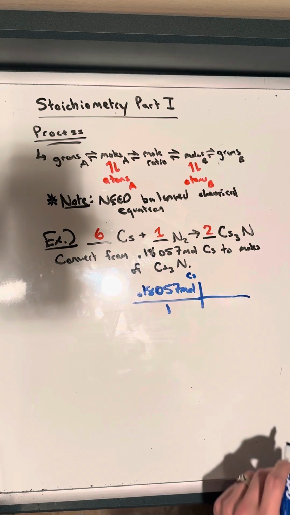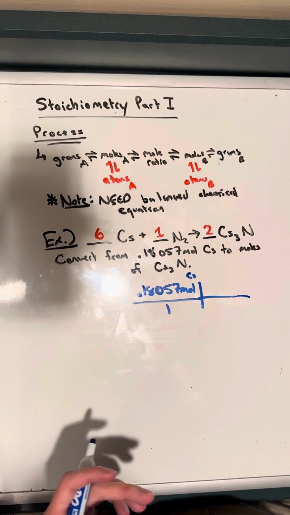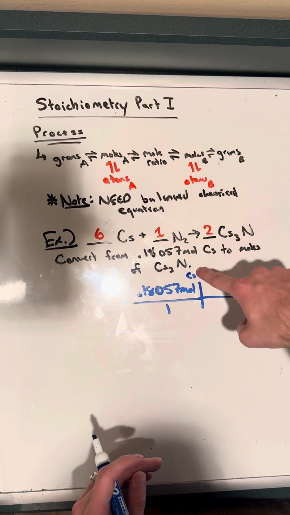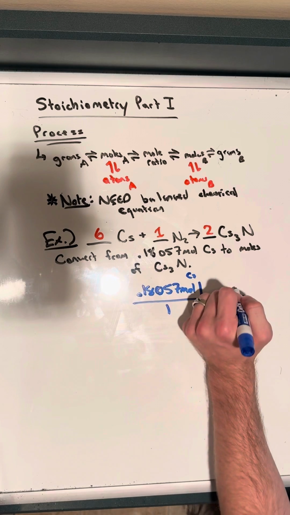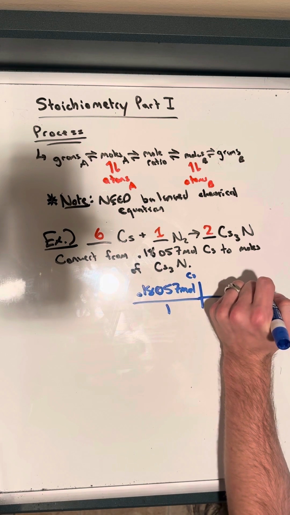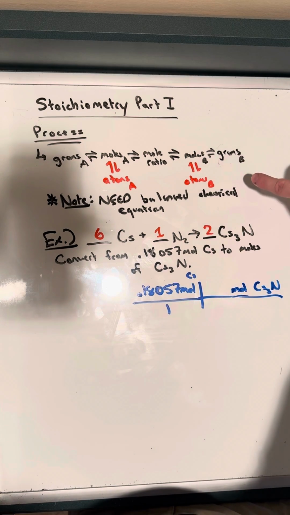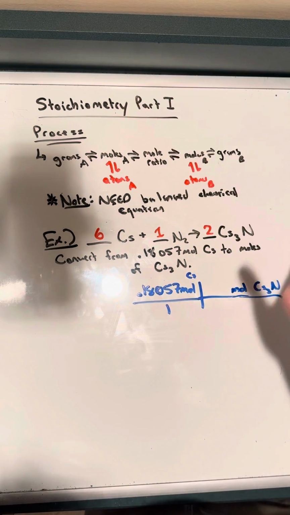Now, I need to convert to moles of cesium nitride. So now I need to ask myself, in my balanced equation, I put what I want over what I have. I have this, it's my first step. So what I want is moles of cesium nitride. And I can go directly to that. It is that way in this process. I can go from moles to the mole ratio to moles. So I can set it up this way.